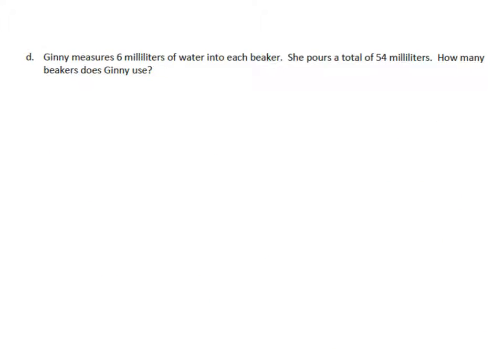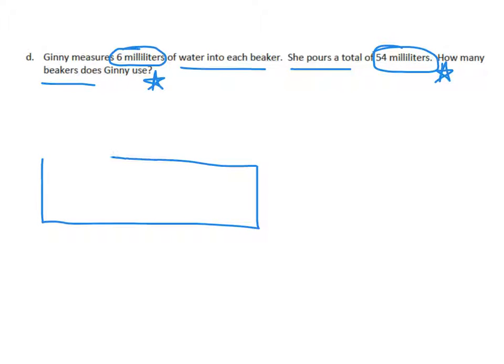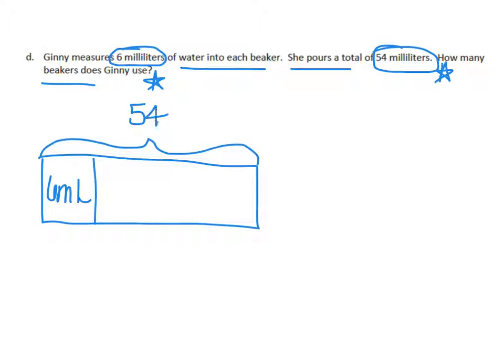Let's take a look at letter D. Ginny measures 6 milliliters of water into each beaker. She pours a total of 54 milliliters. How many beakers does Ginny use? So first I need to draw a tape diagram. It says that she measures 6 milliliters of water into each beaker. The total that she pours is 54 milliliters. They want to know how many beakers that she uses.